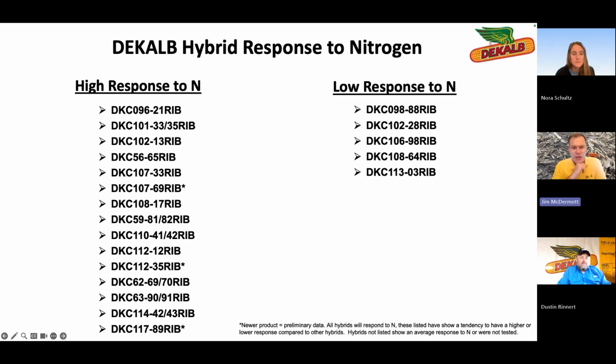We've got a few products in there that are brand new. So we have limited data, but the early indications on 107.69, 112.35, and 117.89 are all pointing towards the fact that they are higher responders to nitrogen. And then on the right side, you see some of the lower responders. Again, not products we want to blatantly short with nitrogen, but if we're making those decisions, maybe we can get by with a little bit less.